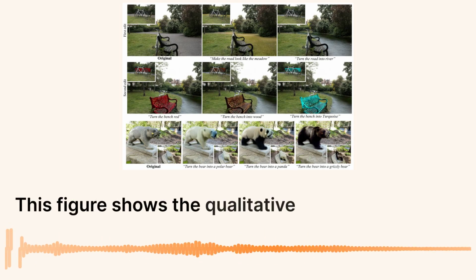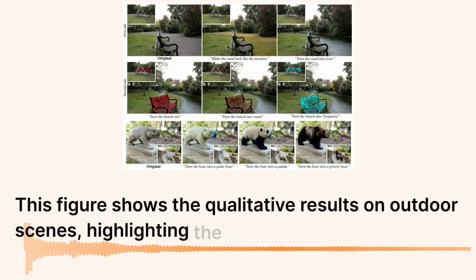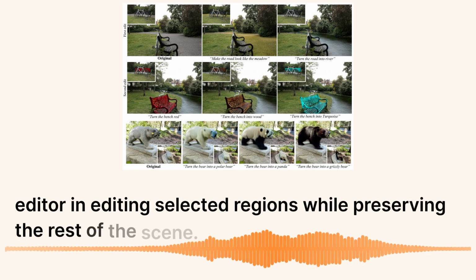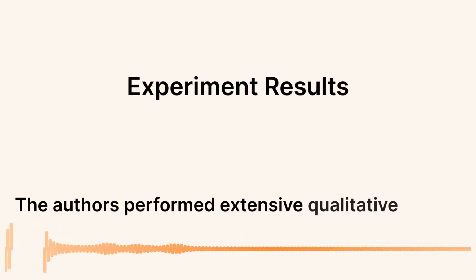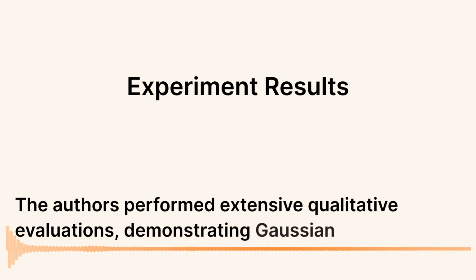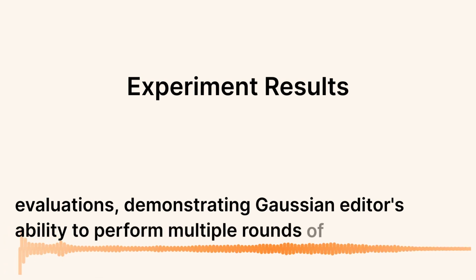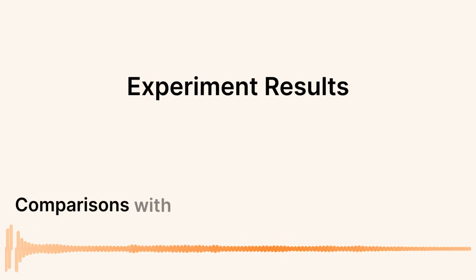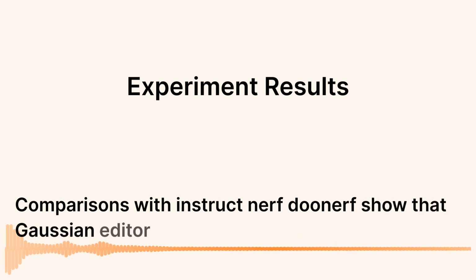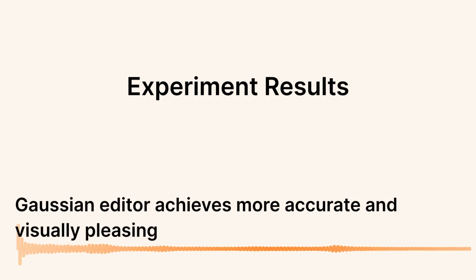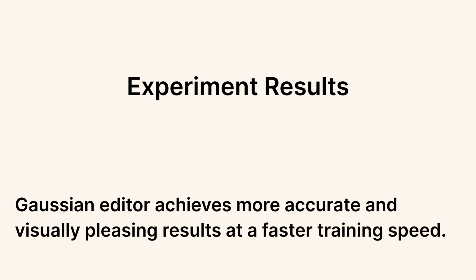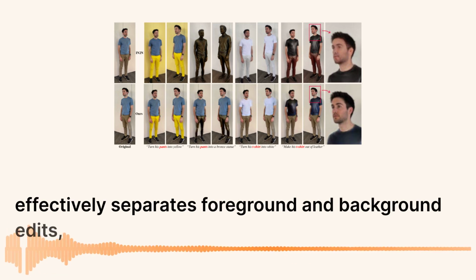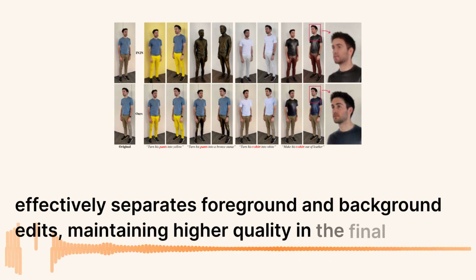This figure shows the qualitative results on outdoor scenes, highlighting the precision of GaussianEditor in editing selected regions while preserving the rest of the scene. The authors performed extensive qualitative evaluations, demonstrating GaussianEditor's ability to perform multiple rounds of editing and distinguish between different objects in complex scenes. Comparisons with Instruct-NeRF-to-NeRF show that GaussianEditor achieves more accurate and visually pleasing results at a faster training speed. This comparison shows that GaussianEditor effectively separates foreground and background edits, maintaining higher quality in the final rendering.